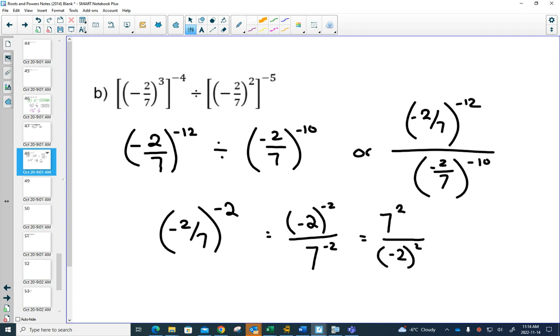And if I wanted to evaluate this one, technically, the way the question is written, this could be a final answer because it says write as a single power, and this is a single power. But if I wanted to simplify this one, 7 squared is 49, negative 2 times negative 2 is positive 4. This would be the simplified answer.